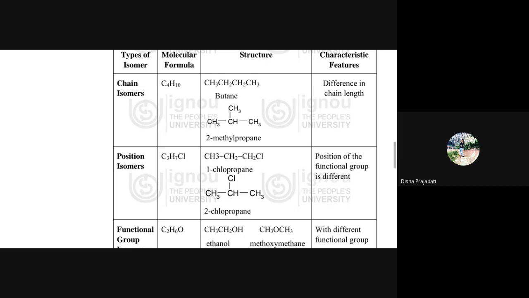Second is position isomers. In this, the position of the functional group is different. The formula is the same, C3H7Cl, but the position of the chlorine atom is different in the first and second. So they can be called 1-chloropropane and 2-chloropropane.